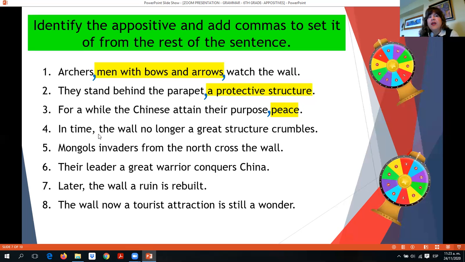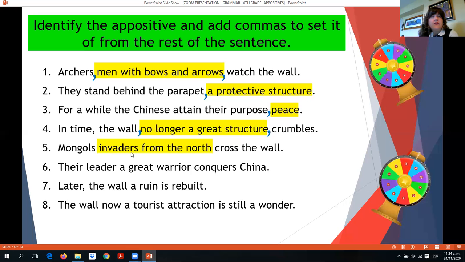So here we have something that might be a little confusing, but we can have more than one comma, or 2 commas or 3 commas in a sentence. For example, in this case, in time, that's intended for a pause, the wall, no longer a great structure. No longer a great structure in this case is describing the wall. So the appositive here is no longer a great structure. And where should we put the commas? Well, this is describing the wall. We should put the comma here and at the end, and we leave crumbles at the end, okay, after the second comma.